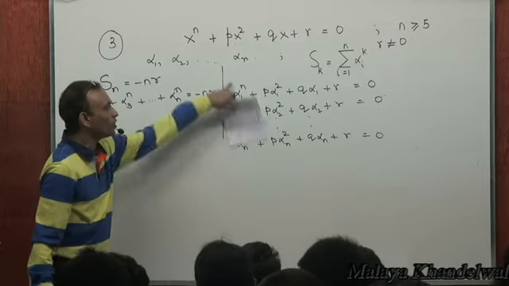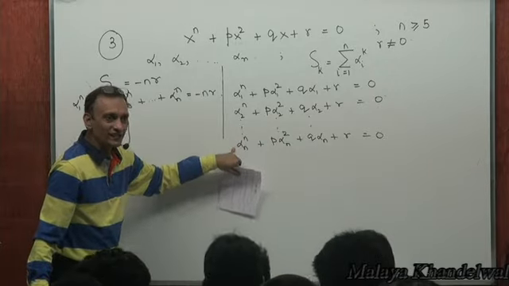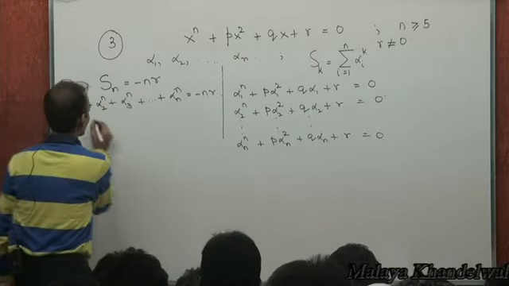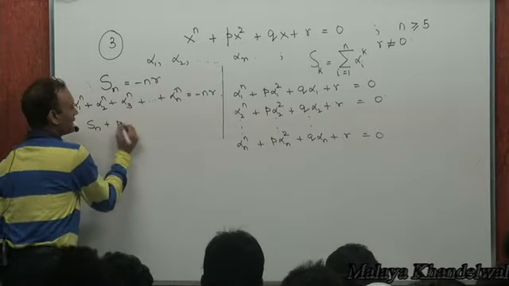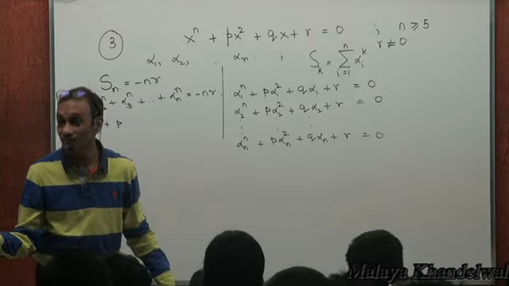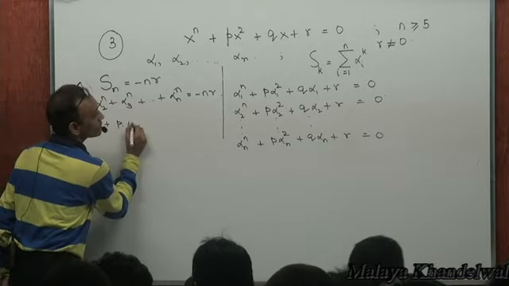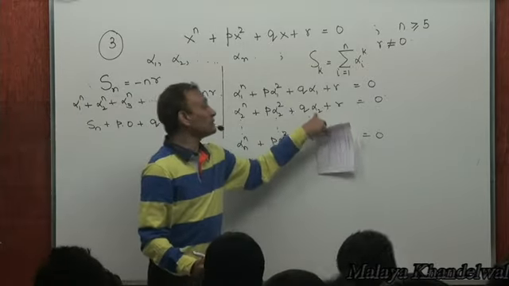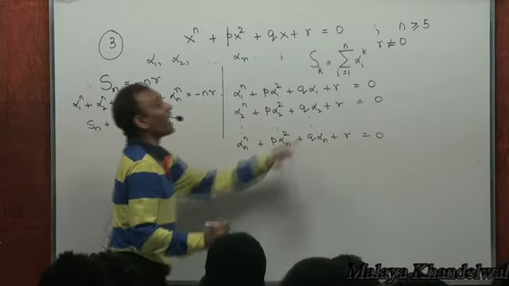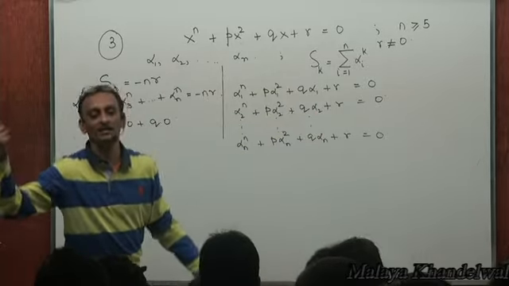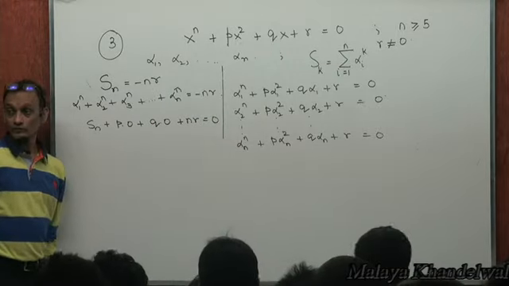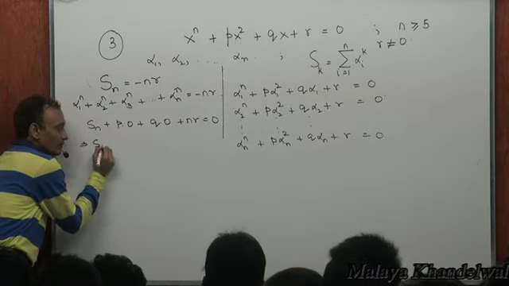right? Add all of this. If I add all of this, this will be Sn, yes or no? This plus this plus this will be Sn, plus p times alpha 1 squared plus alpha 2 squared plus ... plus alpha n squared, which is 0 anyways, established, plus q times alpha 1 plus alpha 2 plus ... plus alpha n, which is also 0. And then r n times would be nr, that must be 0. Sn therefore is minus nr.